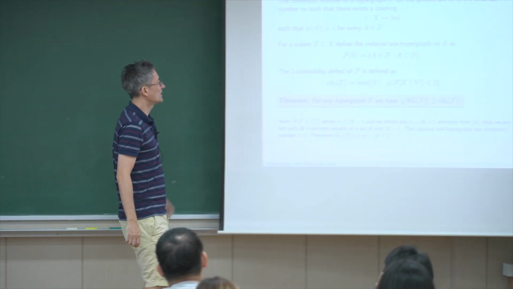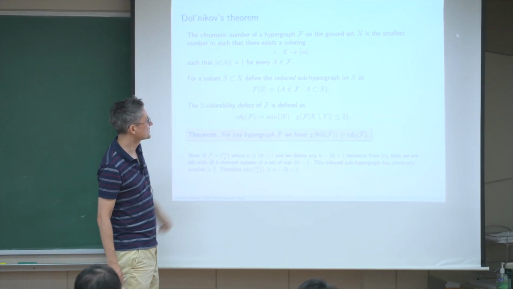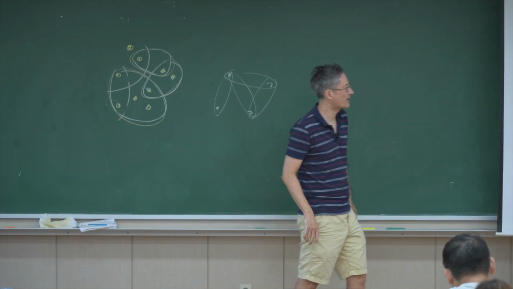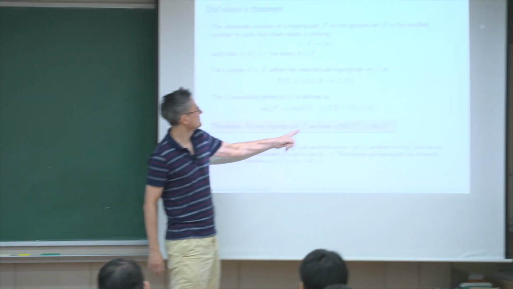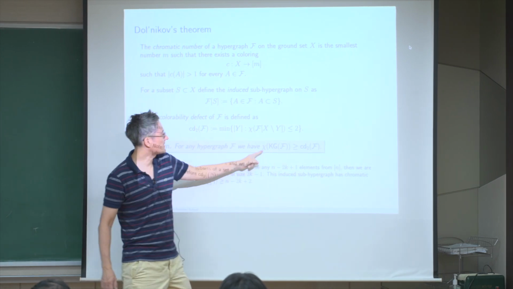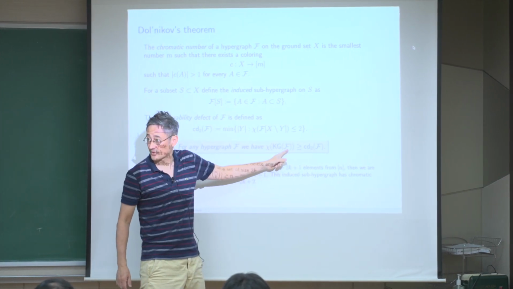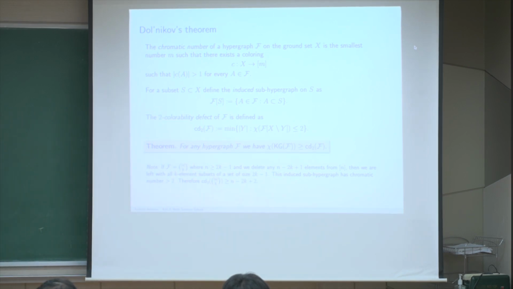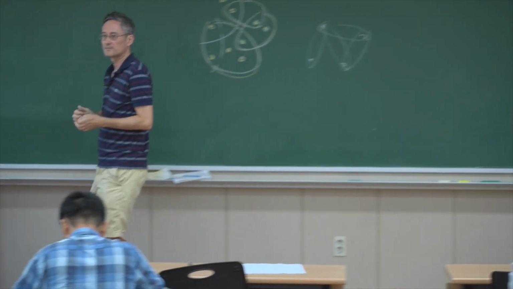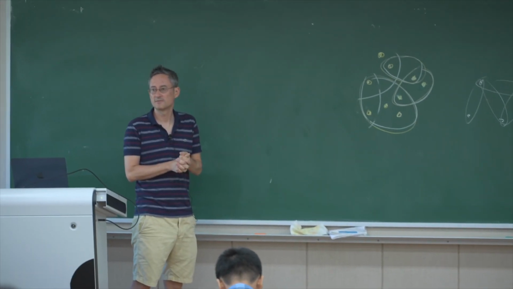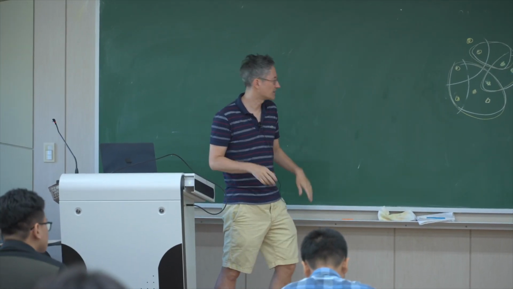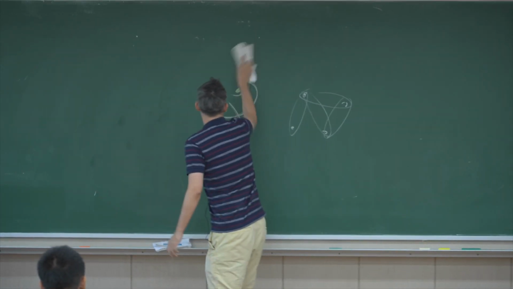And what Dolnikov's theorem says, for any hypergraph, is that the chromatic number of the Kneser graph of that hypergraph is at least the two-colorability defect. Okay? Is the statement clear? Yes. It's a little much to take in, maybe. But there is a way to formulate this.